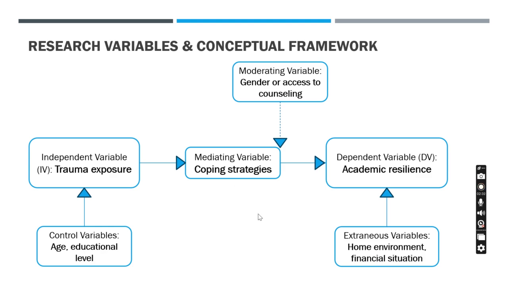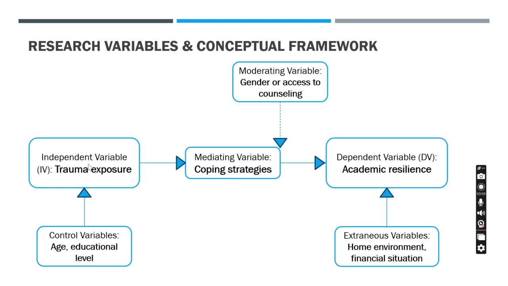If we take an example where the independent variable is trauma exposure, and we want to understand the relationship between trauma exposure and academic resilience, here we find that the mediating variable between the two, which helps you understand the relationship, is coping strategies.